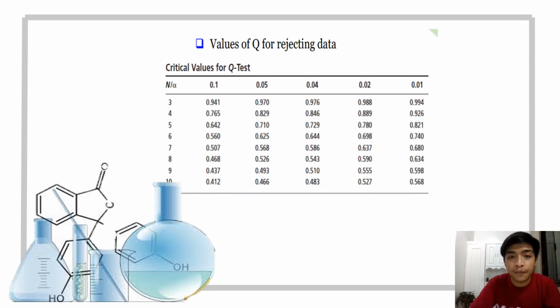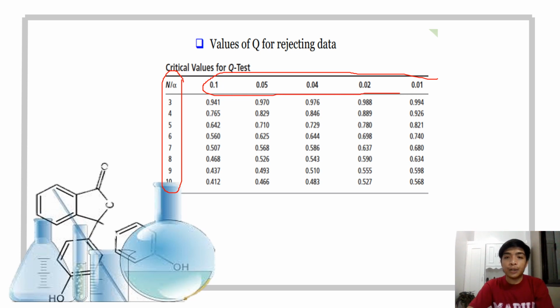To obtain the critical value, or the Q table, we will be utilizing this table of values of Q for rejecting data. This is the number of data in a set, and this is the confidence level. Since we will be using the 95% confidence level, we will be using 0.05. For example, if we have 5 recorded measurements in a set, then we will be using 0.710 as our Q table. Since you now have a little background about the Q-test, we will proceed to the problems.